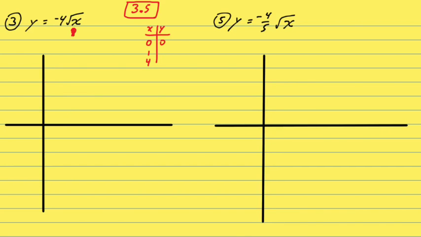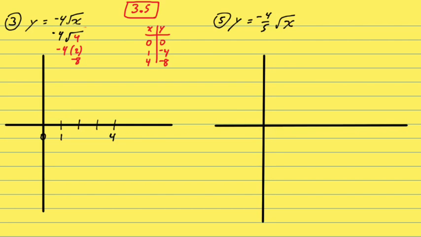If you put in a 1, the square root of 1 is 1, so you have negative 4 times 1, which gives you negative 4. If you happen to put in a 4, you'd end up with negative 4 times 2, which is negative 8. So when I graph this, I really want to use ones that have perfect squares or square roots, like 0, 1, and 4.